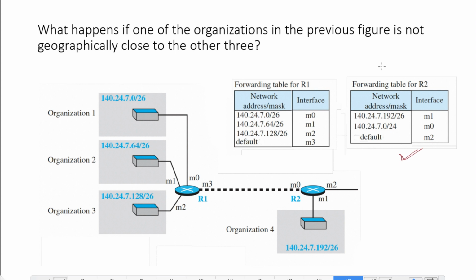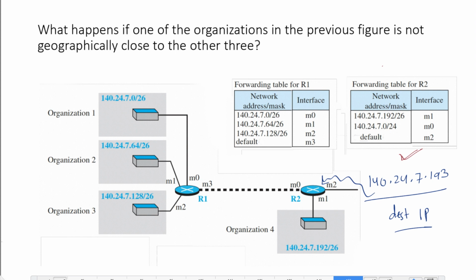Now this is fine, but let me ask you a question, and then you need to tell me the answer. Suppose some packet coming to R2 actually belongs to this network. So let me take one of the hosts here, maybe 140.24.7.193, which belongs to this organization, and with this destination IP it is coming to R2. Now my question is how R2 is going to forward this packet. Ideally it should get forwarded to m1, but is R2 doing this job? Is R2 forwarding this packet to m1 or not?